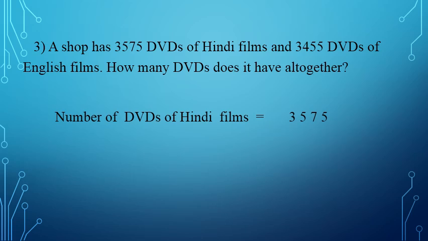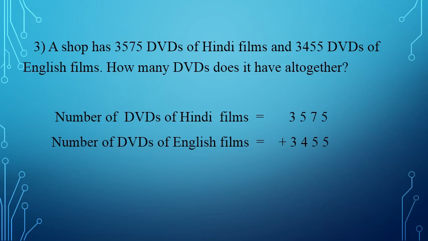What is your first statement? Number of DVDs of Hindi films is equal to 3575. Second statement. Number of DVDs of English films, that is 3455. And third statement is total number of DVDs. To find out the total number, we have to do addition. Start with ones place. 5 plus 5 is equal to 10. So write 0 under ones and 1 carry over to the tens column.